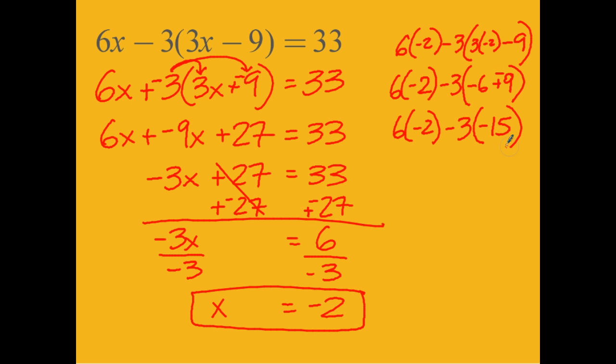Okay, now we'll go ahead and we'll change this to adding a negative. And now I can go ahead and multiply. Right? I've got multiplication here, I've got multiplication here. So let's do that. 6 times negative 2 is negative 12. Plus negative 3 and negative 15 is positive 45. Okay, this is down 12 and up 45. So if I started here and I go down 12, I'm going to end up at 33. Okay, so it checks out.